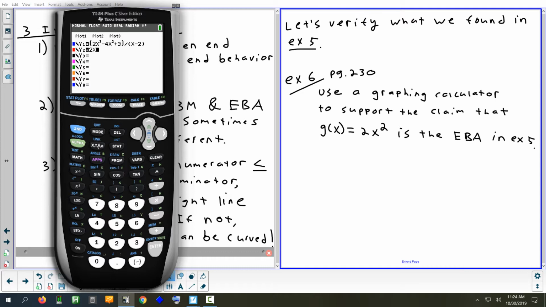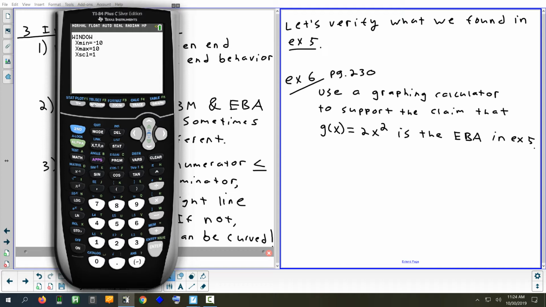Now, I'm going to do this as a dotted line, just like we normally do when we have asymptotes. You don't have to. I'm just going to make it dotted. So the graph in blue is going to be the real curve. The graph in red is going to be the EBA.